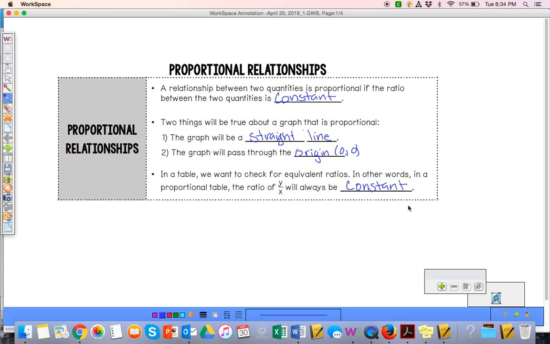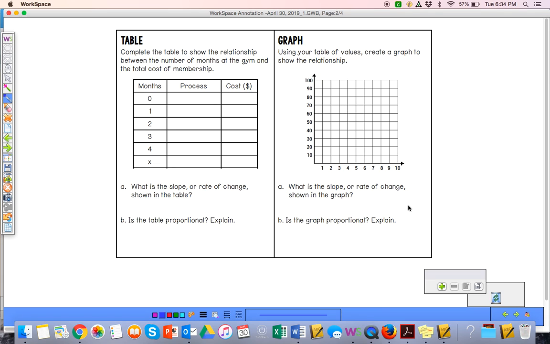All right. So it says complete the table to show the relationship between the number of months at the gym and the total cost of a gym membership. If you read above, it says Hillary is looking for a gym to join. One gym offers a membership for $25 a month. Use this information to complete the following.